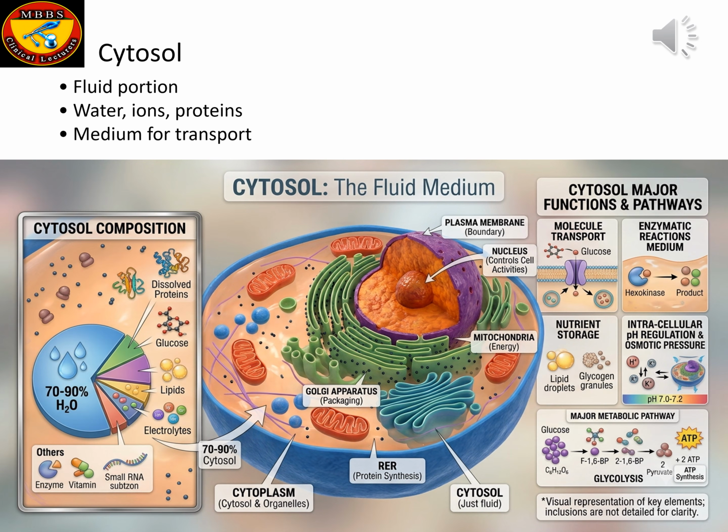Cytosol. The cytosol is the liquid component of the cytoplasm. Approximately 70 to 90% of cytosol consists of water. The remaining portion contains dissolved proteins, amino acids, glucose, lipids, electrolytes, enzymes, vitamins, RNA, and metabolic intermediates. Major functions include transport of molecules, medium for enzymatic reactions, storage of nutrients, regulation of intracellular pH, and maintenance of osmotic pressure. Many metabolic pathways, including glycolysis, occur entirely within the cytosol.